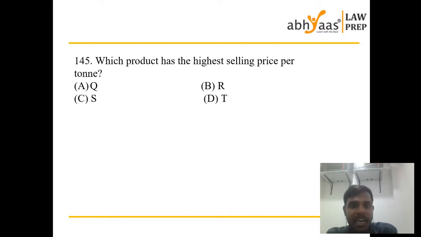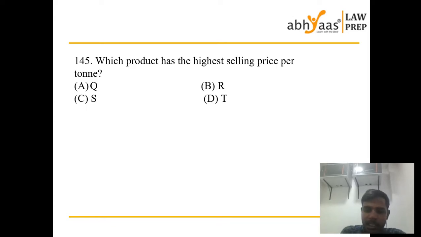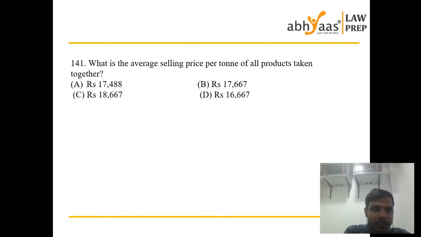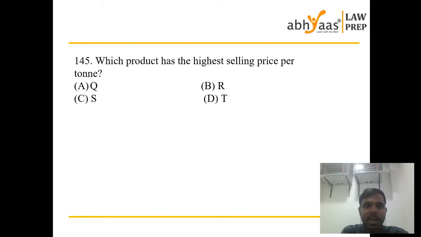Which product has the highest selling price per ton? 145th question. Many people, when I was talking with the students, said, sir, this 145th question is very calculative. For each and every question, I have to find the total production, also calculate the total turnover and divide, which is very lengthy. But if you see question number 145, he is asking which product has the highest selling price per ton.